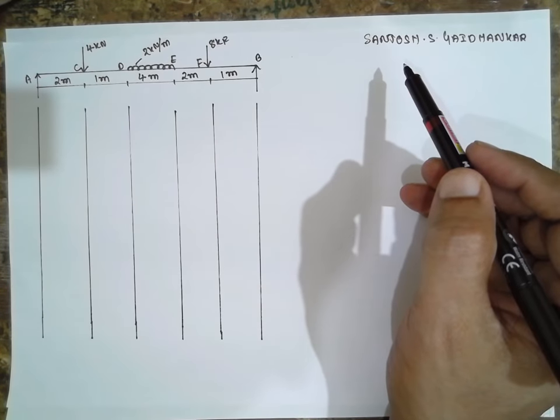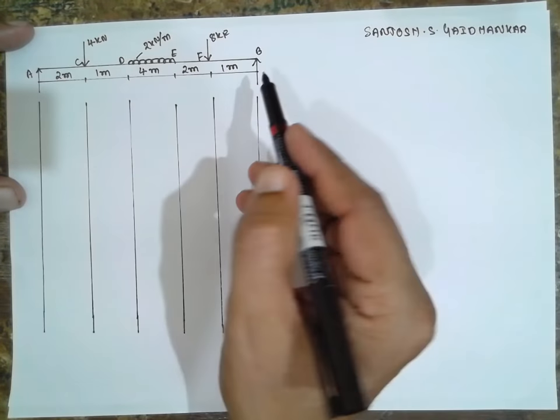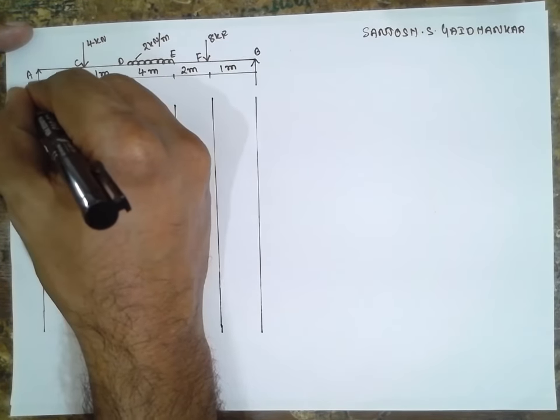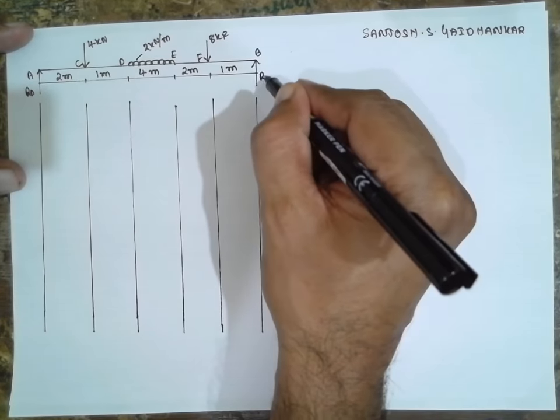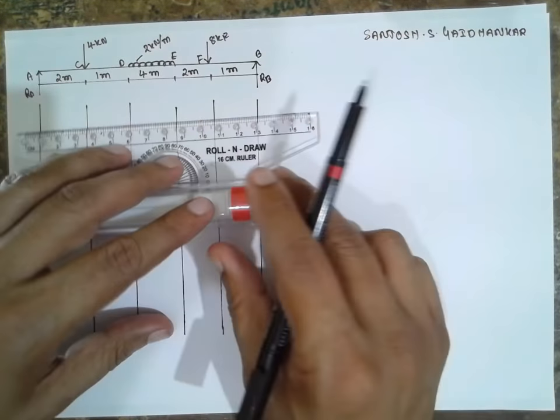Today I'm solving a problem of a simply supported beam. This simply supported beam has the reactions RA and RB. First I will convert the UDL into a point load, because there is a UDL on the simply supported beam.